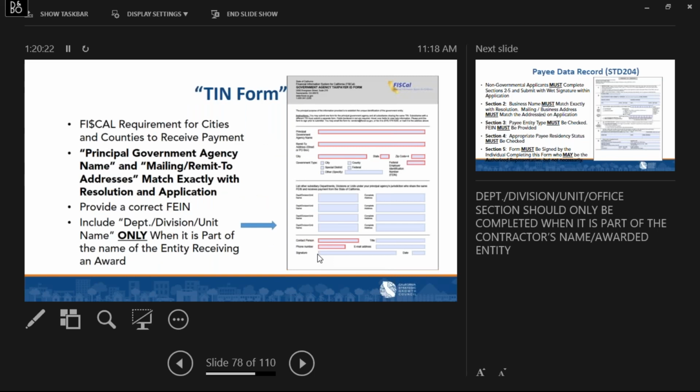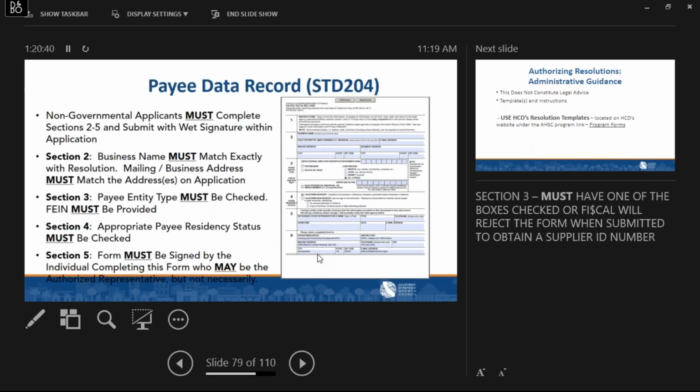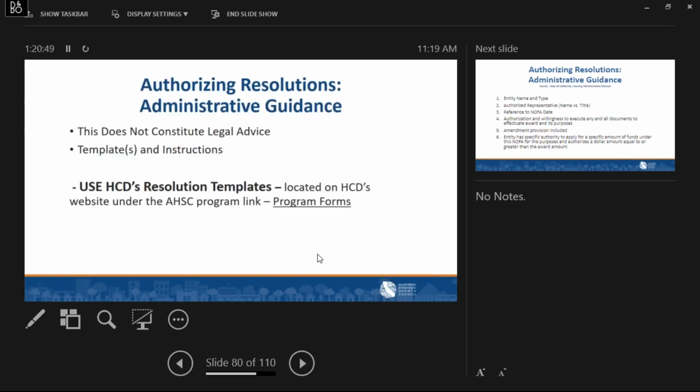So TIN form, you can find this document on the HCD website, but you'll notice a couple of different forms that we really need that correct information filled out, and these forms and these slides will all be posted online, so you can go through these notes in more detail at that point. Payee data record, you'll see a lot of musts on here. Essentially, this comes down to accuracy of the form again.